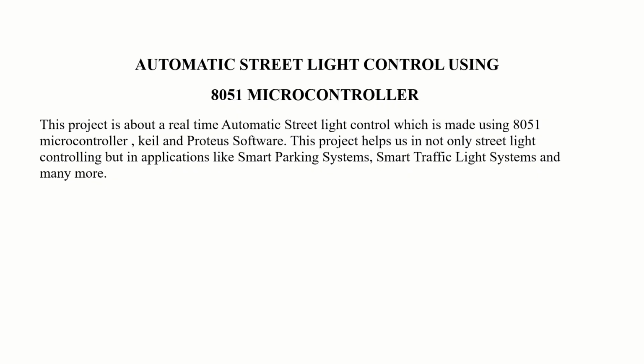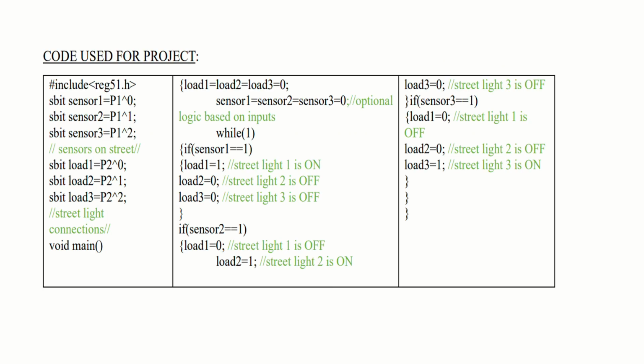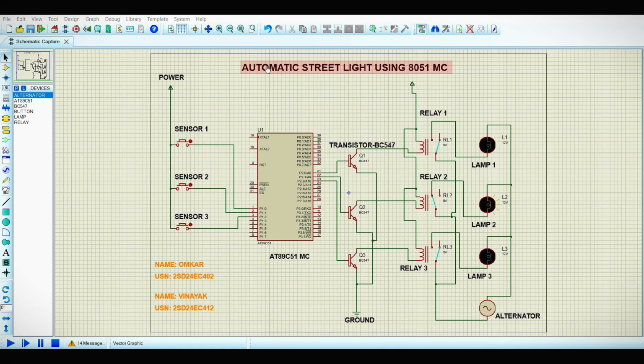This project helps us not only in streetlight controlling but in applications like smart parking systems, smart traffic light systems, and many more. Some of the benefits are energy efficiency, cost saving, and improved safety. Here is the code used for this project. Here is the Proteus simulation of the project Automatic Streetlight using the 8051 microcontroller.